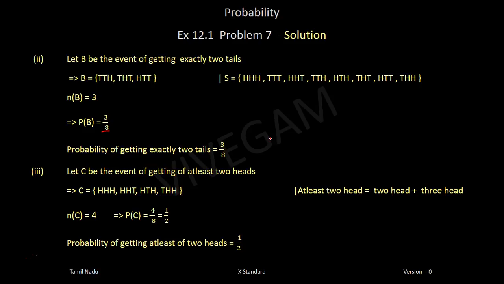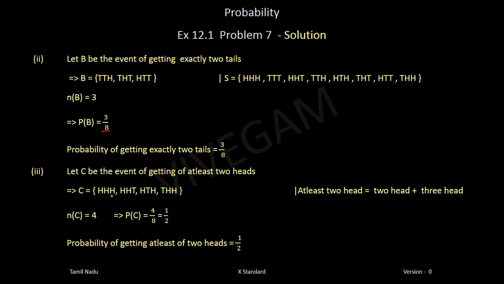Right. So now again see here. This will come. Right. HHH will come. TTT, no, it will not come. HHT, it will come because there are 2 heads there. Okay. So that's what I've listed in the set C. Then TTH, it will not come because you have only 1 head. HTH, it will come because there are 2 heads. THT will not come. HTT will not come because 1 head. THH, it will come because you have 2 heads.